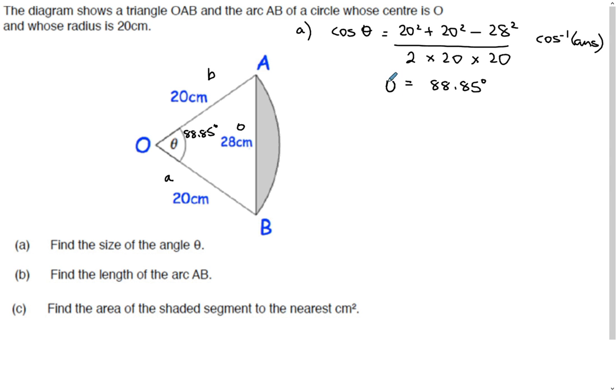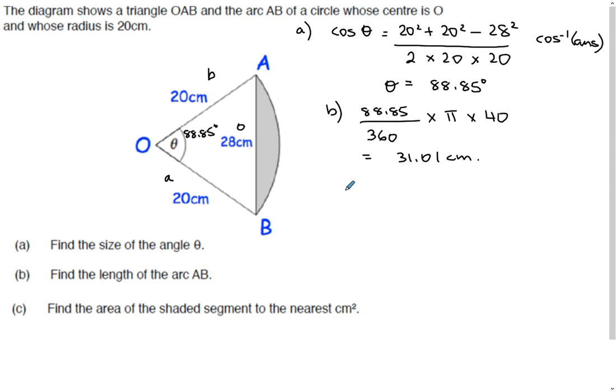So theta is 88.85 degrees. Find the length of the arc AB. Okay, so again, it's a fraction of the circumference. So what fraction? 88.85 divided by 360. And then the circumference is pi times diameter. So you've got 20 times 2 is 40. And that gives you 31.01 centimeters. All right, okay.